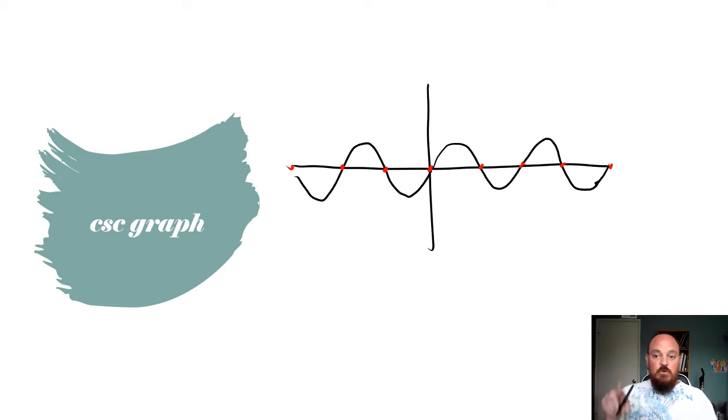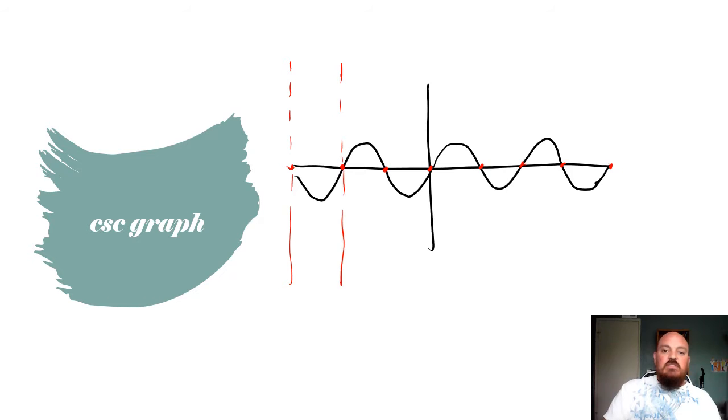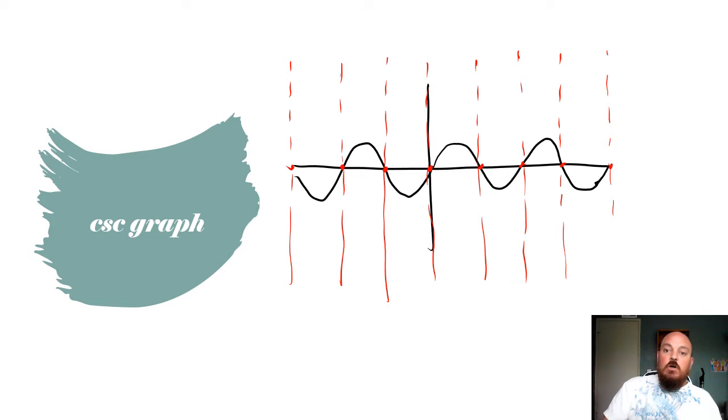Remember, the graph that we're looking at is sine x. So what we're seeing is where sine x equals 0. Wherever sine equals 0, cosecant is undefined. You're going to end up with a vertical asymptote there. So you end up with a series of repeating vertical asymptotes. So that's step one. You figure out wherever sine is 0, cosecant is going to have asymptotes there.